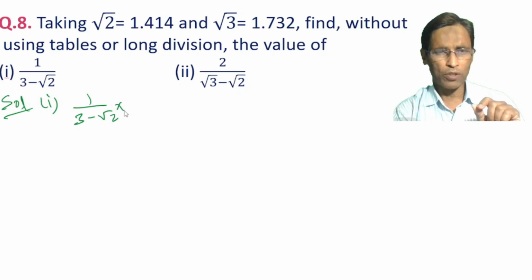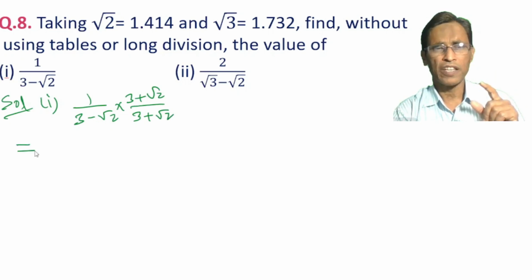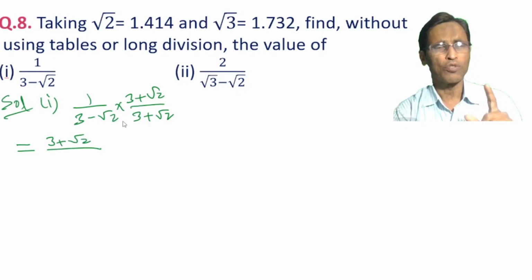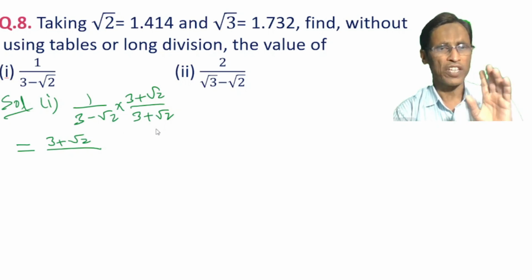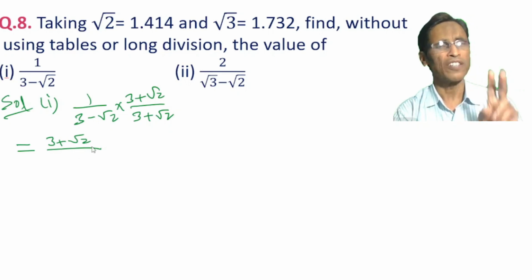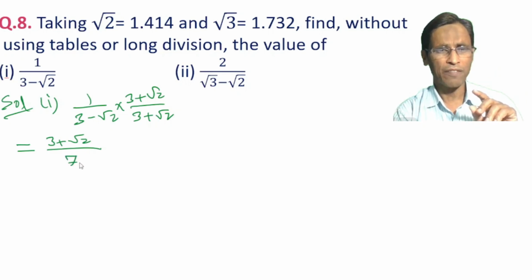And so we do (3 + √2)/(3 + √2). In the next step, the numerator becomes 3 + √2 and the denominator (3 − √2)(3 + √2) becomes 3² − (√2)². That is, 3² means 9 and (√2)² means 2. So 9 − 2, that is 7.